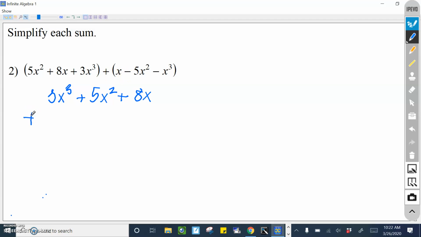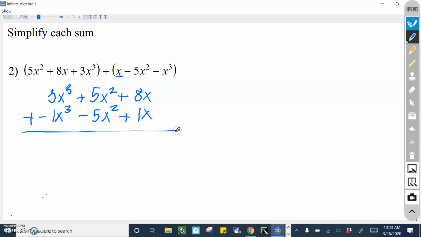So this is addition. I see an x, so that's going to line up with this x here. And it sometimes helps if you put a 1 in front of it, just for that addition. Then I see a minus 5x squared, so that's going to go over here, minus 5x squared. Remember, this is a plus 1x. And then we've got a minus x cubed. And if you want, you can put that 1 there.